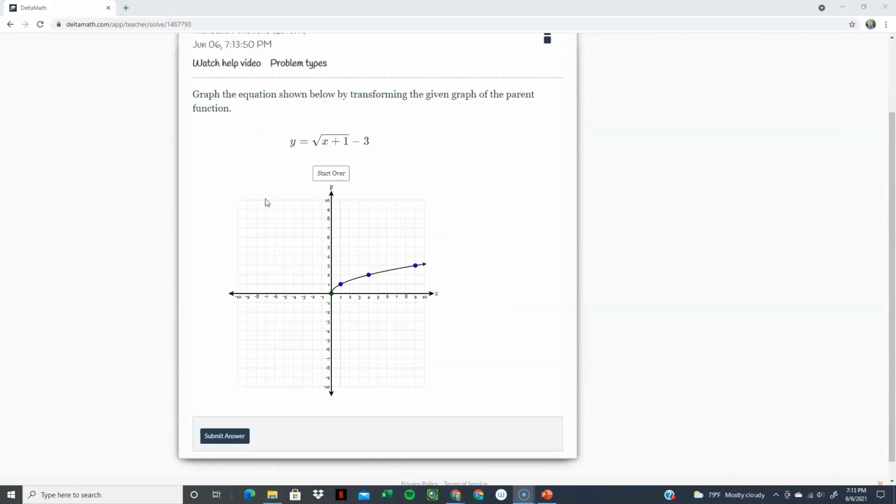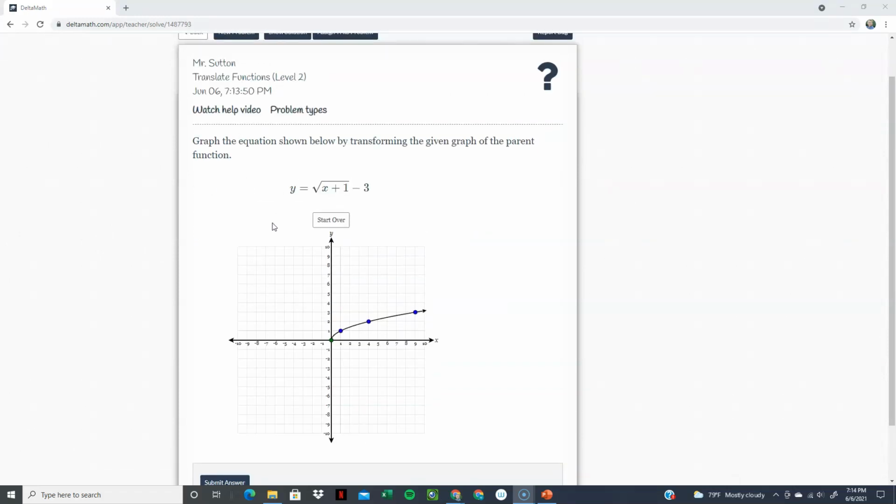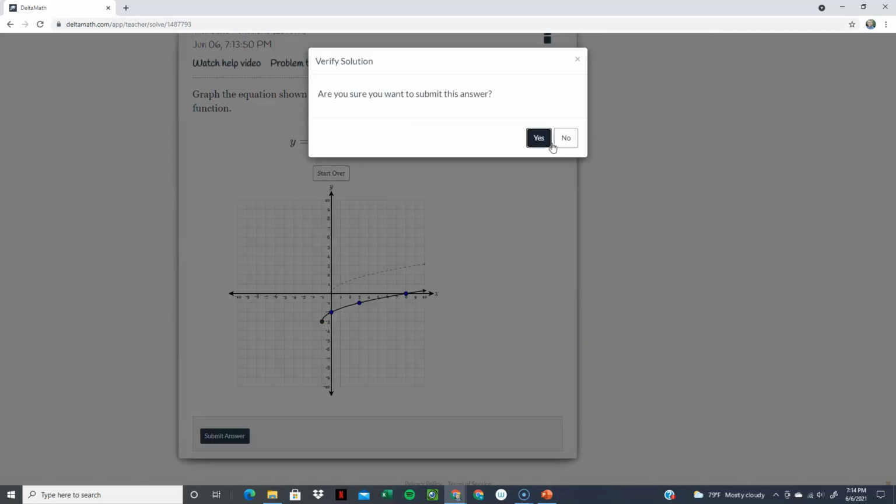So those were level 1. These are level 2 now, which I guess means that we have 2 transformations here. So here we have 2 translations. We have this plus 1 inside the function, so that is a shift left 1. So we're going to go left 1. And then we have this minus 3 outside the function, so that is a shift down 3. So we want to go down 3. And then everything else should be in the same respect to our original point. So let me go ahead and submit this.